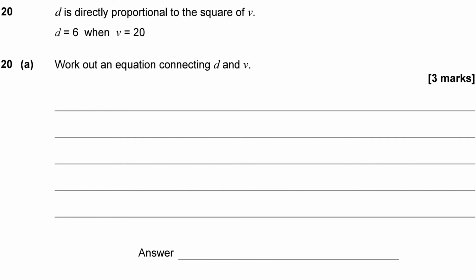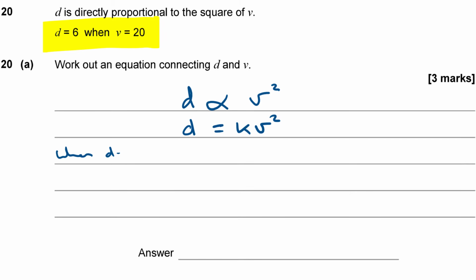D is directly proportional to the square of V. So we write that down as D is proportional to V squared. Okay, so that's step 1. Step 2, replace the proportional sign with equals K. D equals K lots of V squared. Okay, then step 3, use the given pair of values to work out K.